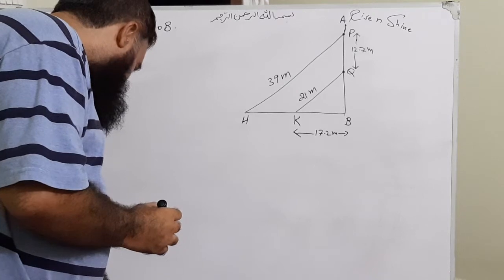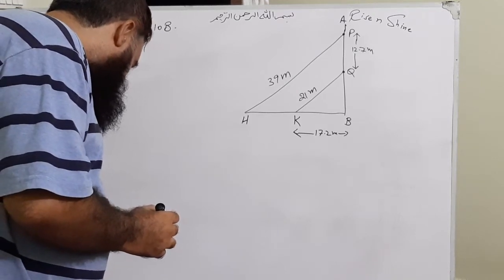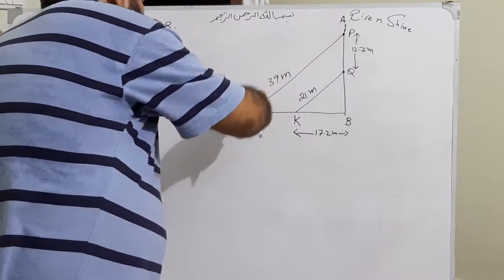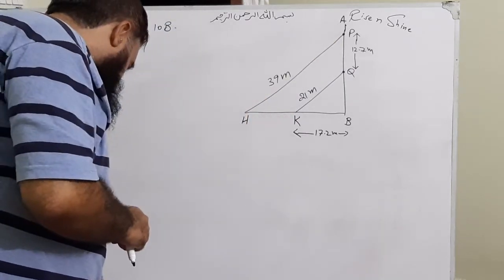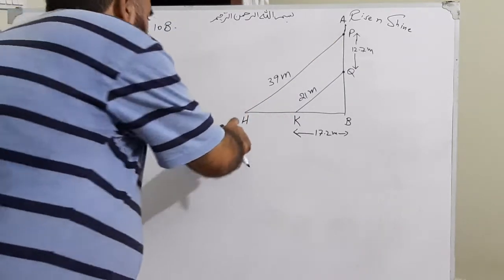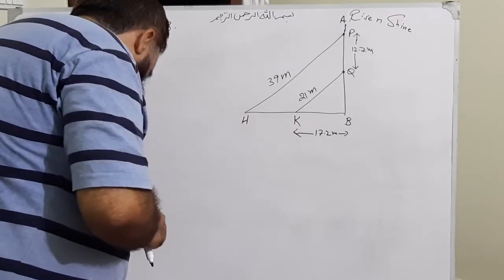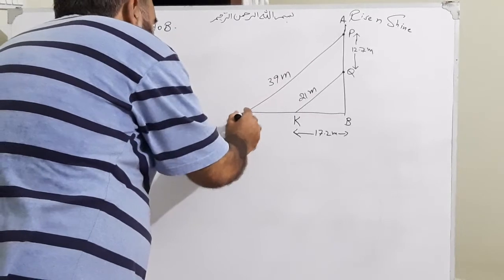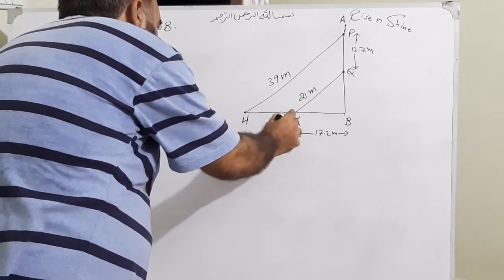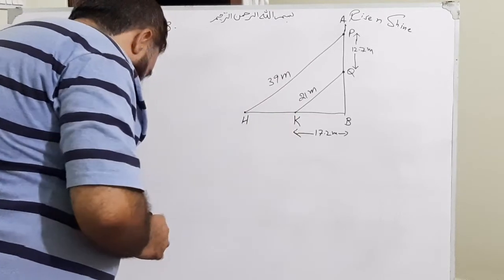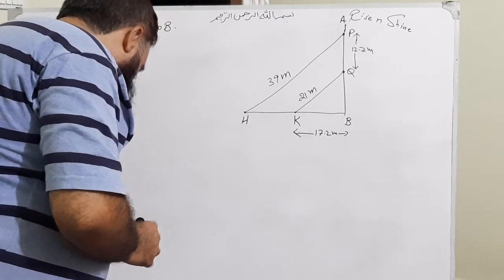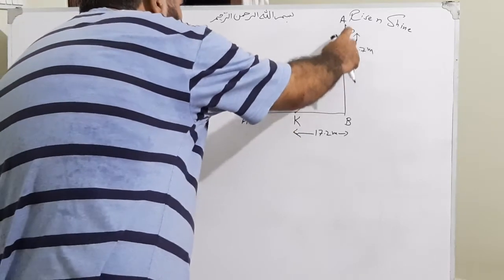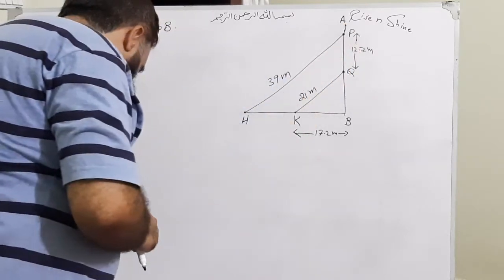Light beams from P and Q shine to 2 points on the ground. Like this, the light is going down. H and K. These are the 2 points where the light shines, H and K, respectively. Given that PQ is equal to 12.7, this is 12.7 meters.